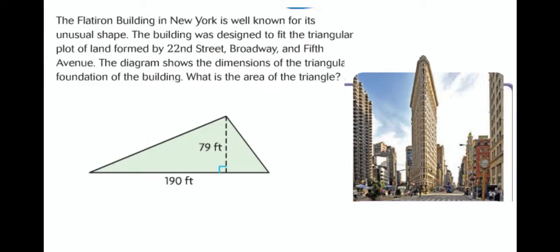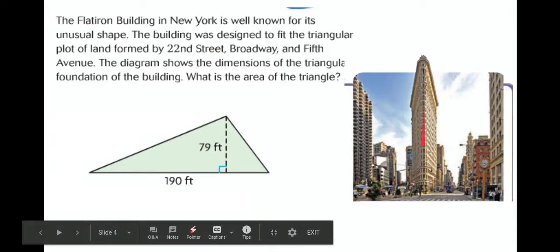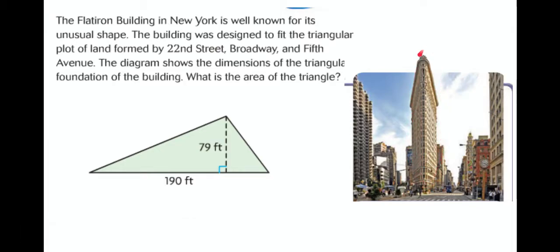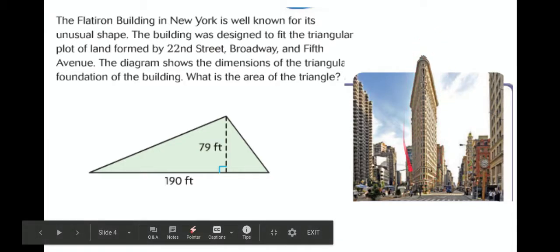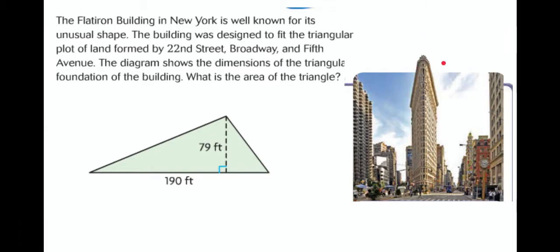Sherpa Zeke moment. All right, the Flatiron Building in New York is well known for its unusual shape. There is a picture of it. Maybe you have seen it in real life, maybe you've seen it in movies. When this is all over, you should Google it, check it out on Google Maps, and look at it from street view. It's a cool building. The building was designed to fit the triangular plot of land formed by 22nd Street, Broadway, and Fifth Avenue. The diagram shows the dimensions of the triangular foundation of the building. What is the area of the triangle?